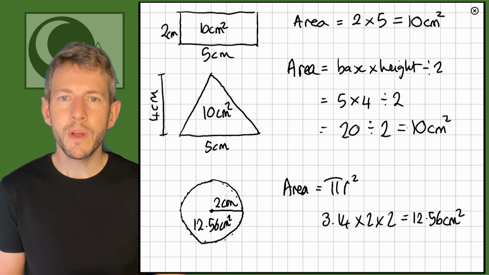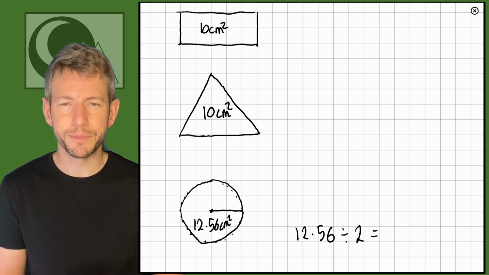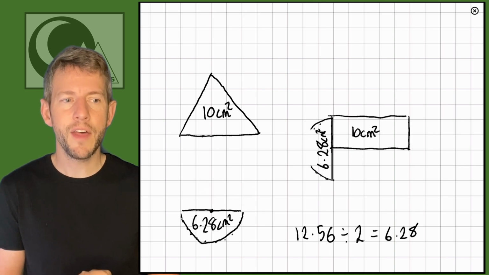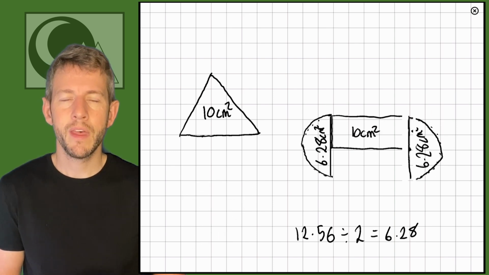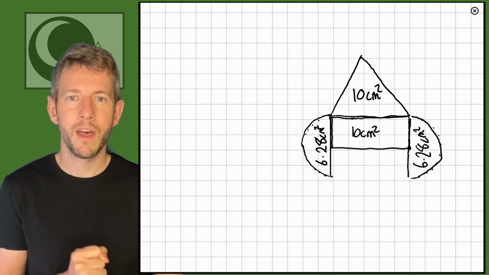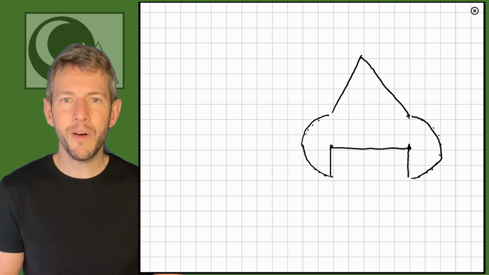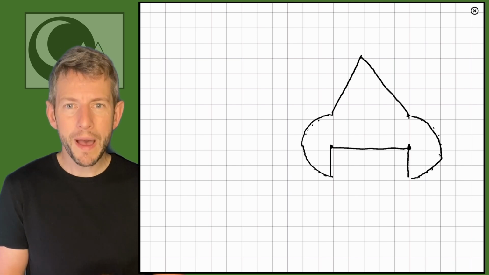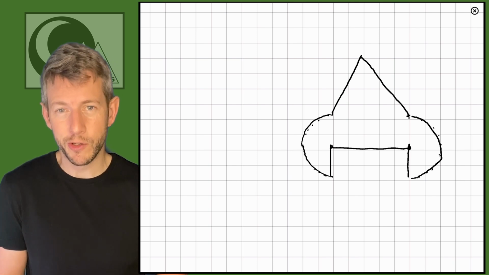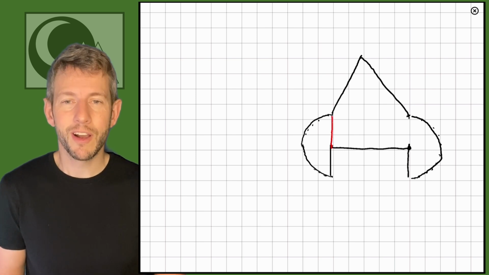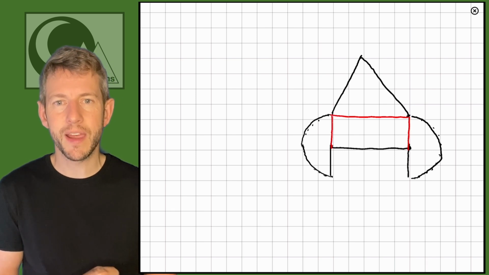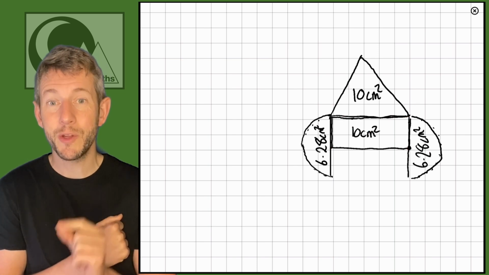Now what I'm going to do is merge these shapes together. Let's say I cut this circle in half and I stick it either side of the rectangle. Now I'm going to put this triangle on top of the rectangle. As you see now, I have one big shape. Compound shapes is where you're asked to calculate the area of shapes that look something like this. They might look like this or they might look different. But the key is, can you divide these shapes back into the shapes that you know?